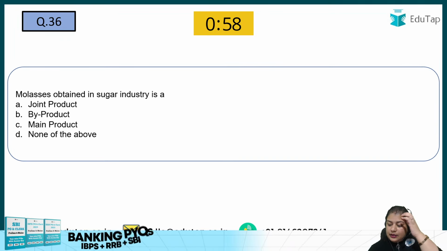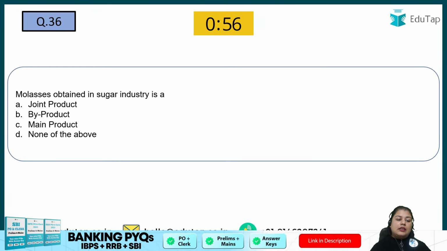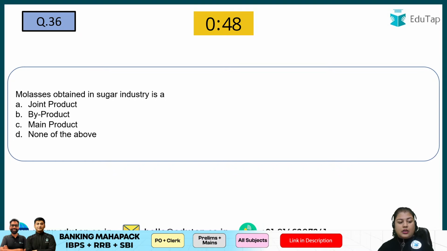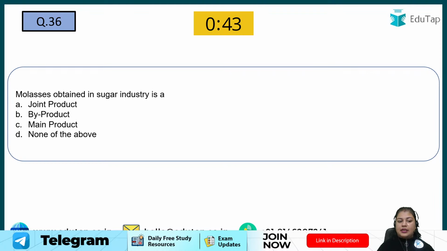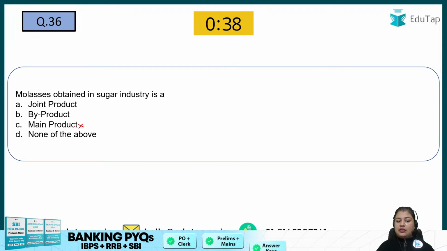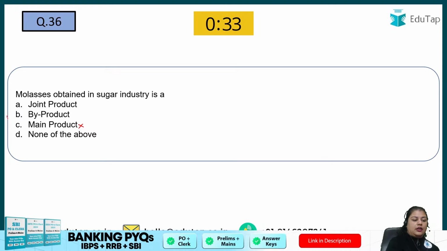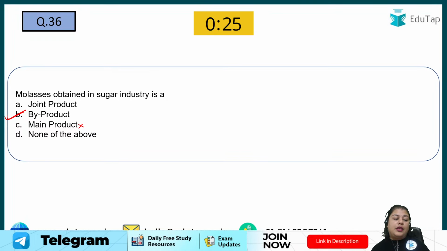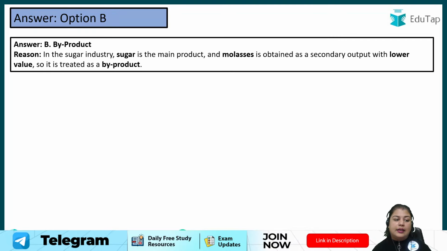Question number 36. Molasses obtained in the sugar industry is a joint product, byproduct, main product or none of the above. So it would be what? In the sugar industry, the main product is sugar, so main product is definitely not the answer. But molasses and bagasse are basically a byproduct. Molasses is a byproduct because it is produced incidentally and its value is also very less. So it is B, byproduct. Yes, everyone has answered it correctly.